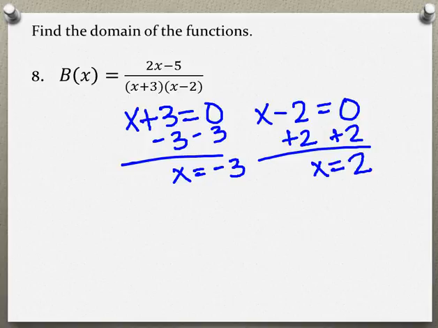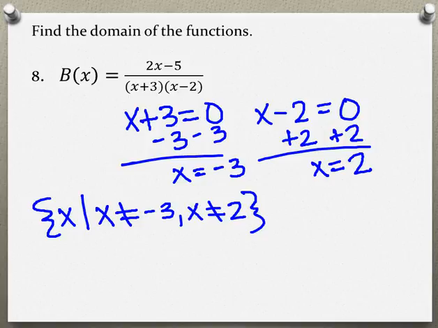So if we write that in set builder notation, then it's all real numbers excluding -3 and +2.